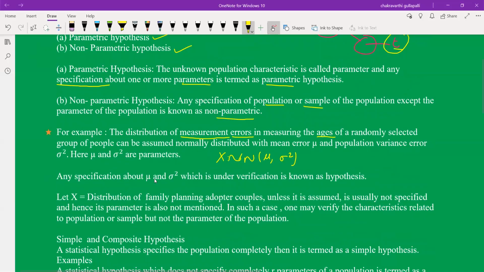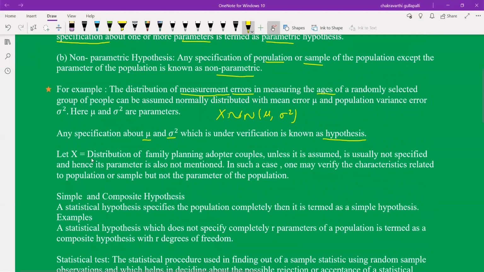Any specification about mu and sigma square which is under verification is known as hypothesis. For example, mu is equal to mu naught, sigma square is equal to sigma naught square. Suppose mu is equal to 40, sigma square is equal to 5. This is a valid statement. So any specification about mu and sigma square which is under verification is known as hypothesis.